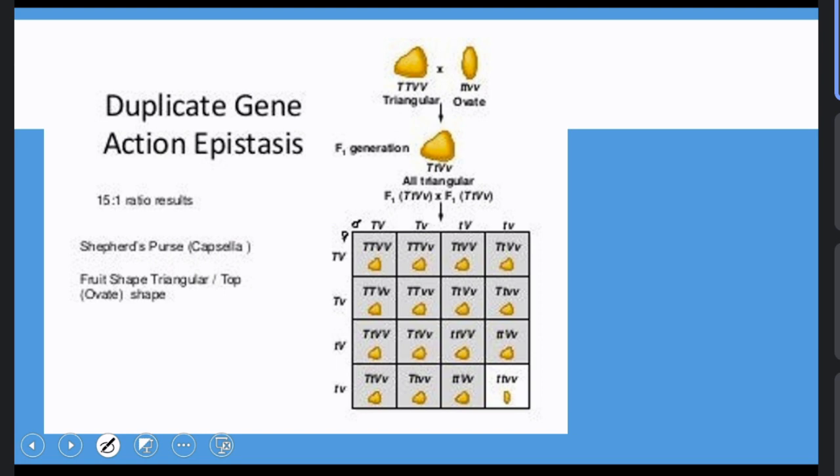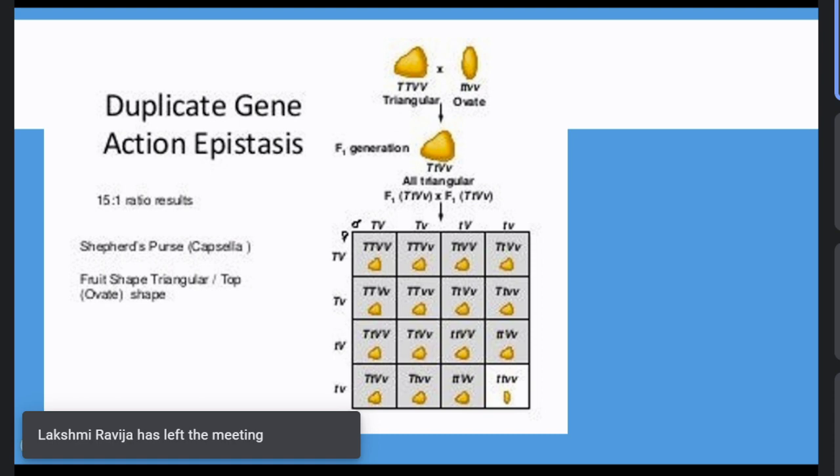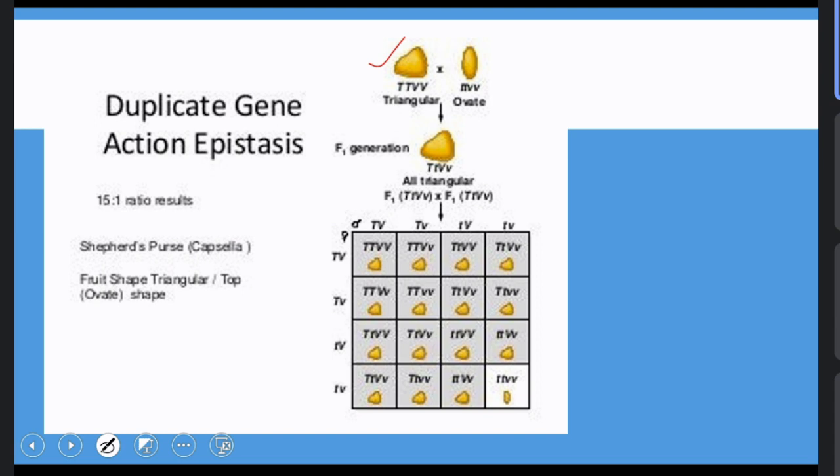Okay, top shaped. What the scientists have done is they have taken the plant with triangular fruit shape and crossed it with the plant having ovate fruit shape. And to their astonishment, what they found is that out of 16, 15 are having only triangular fruit shape. Only one is having the top shaped or ovate fruit shape.